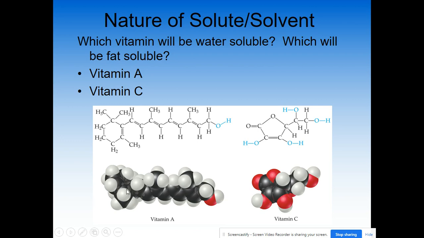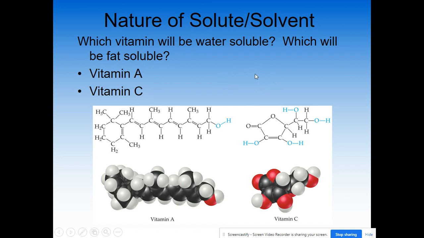So here we have vitamin A, which is mostly nonpolar, has only a very small polar portion. We have vitamin C, which is mostly polar. So there's a lot of ability of vitamin C to do hydrogen bonding with water, not so much with vitamin A. So we see that vitamin A, because it's mostly nonpolar, is going to be fat soluble in your body. Vitamin C, because it's mostly polar, is going to be water soluble in your body.